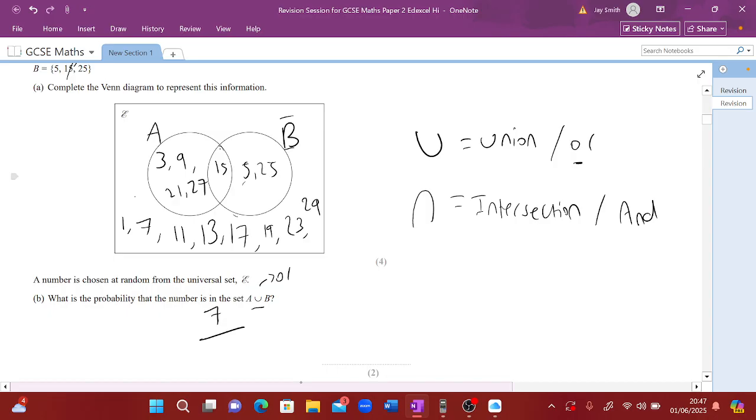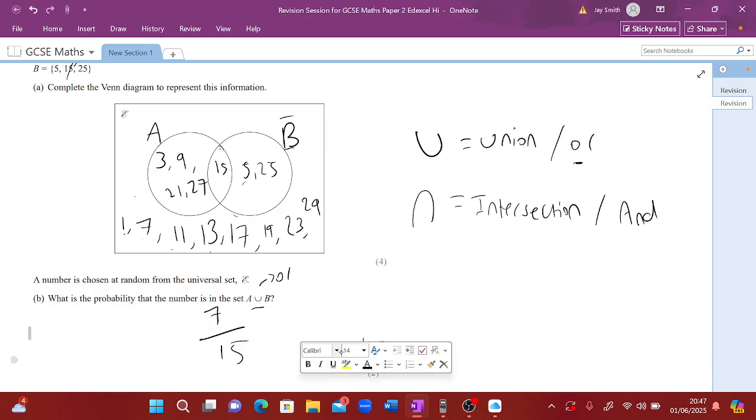And then how many numbers are in total? So there's 7 in the circles, but then there's 8, 9, 10, 11, 12, 13, 14, 15 in total, right? So that's our probability, 7 out of 15. So remember, it's just the numbers that we want out of the total numbers we have. Okay, that's probability.